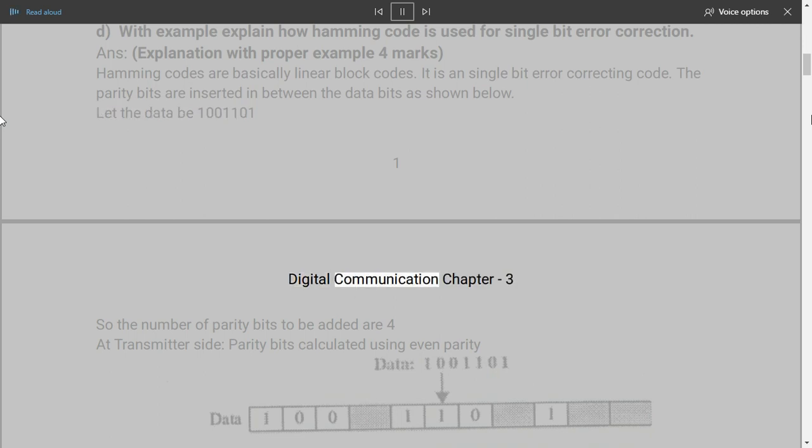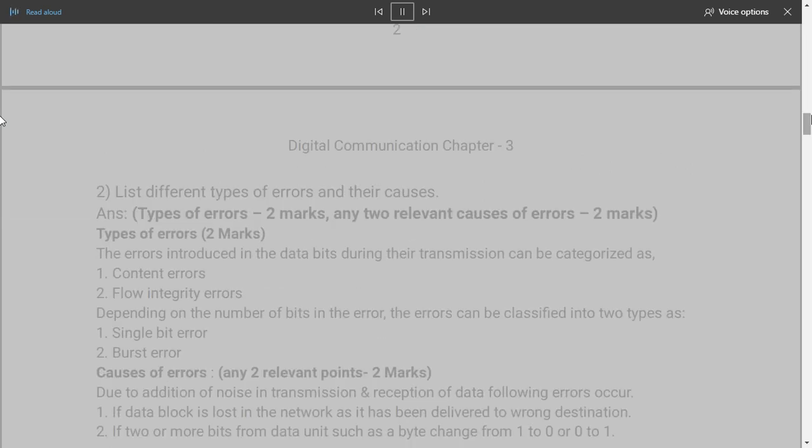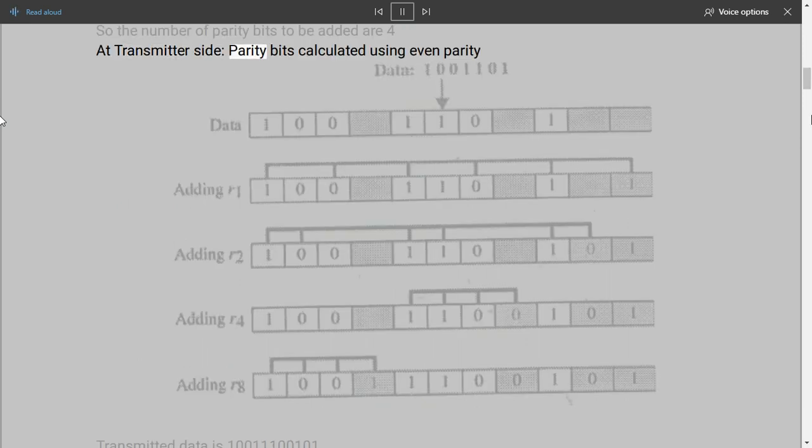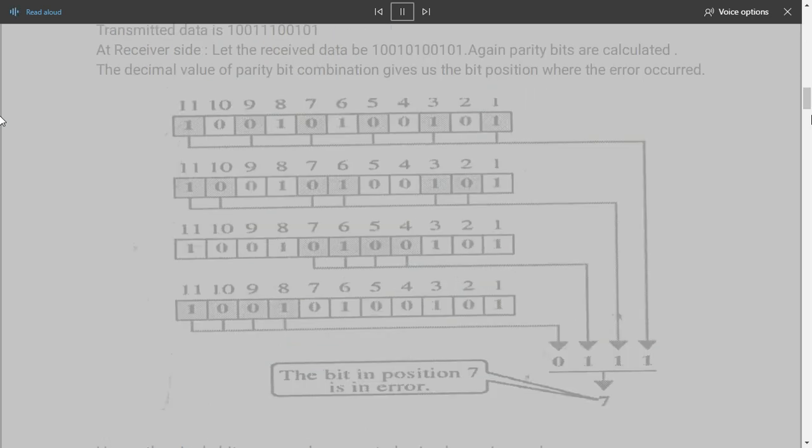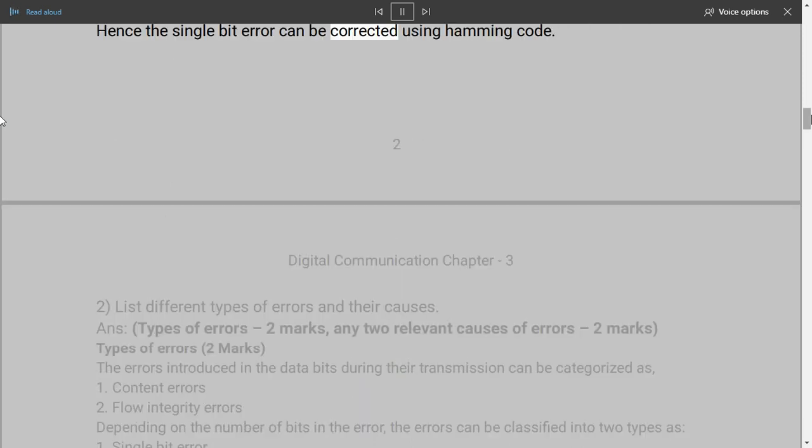Digital Communication Chapter 3. 2. So the number of parity bits to be added are 4 at transmitter side. Parity bits are calculated using even parity; transmitted data is 10011100101. At receiver side, let the received data be 10010100101. Again parity bits are calculated. The decimal value of the parity bit combination gives us the bit position where the error occurred. Hence the single-bit error can be corrected using Hamming code.